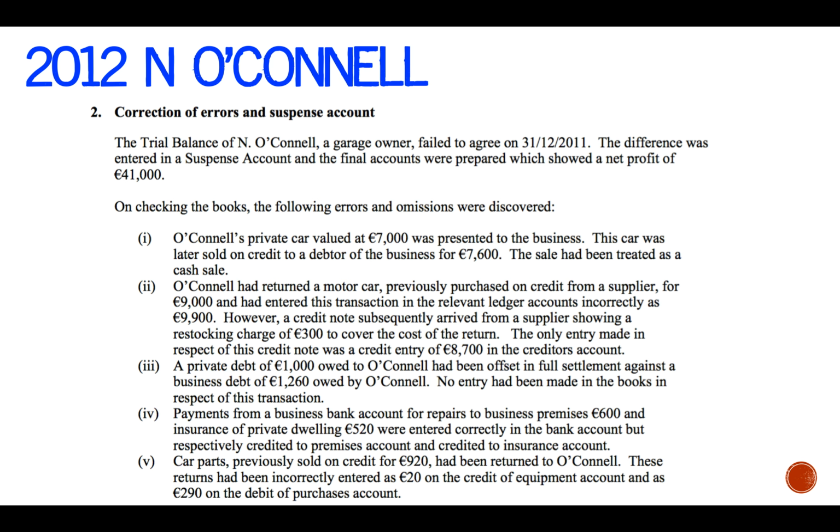Number 5, car parts previously sold on credit for €920 had been returned to O'Connell. These returns had been incorrectly entered as €20 on the credit of the equipment account and as €290 on the debit of the purchases account.